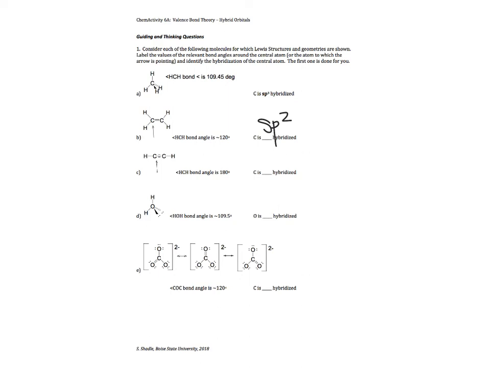In this next example, we've got, around the carbon to which the arrow is pointing, the hydrogen-carbon-carbon bond. Oh, look at that typo. It should be that the hydrogen-carbon-carbon bond is 180 degrees. And looking at the table on the previous page, that means that carbon is going to be sp hybridized. If we look at water, the bond angle around water is 109.5. That means that oxygen is going to be sp3 hybridized.